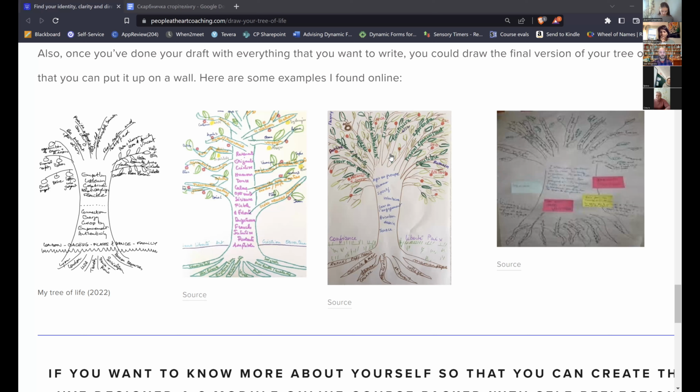And along the roots, write words. I'll tell you what they are. Write down where you come from, the town or your village or your country.